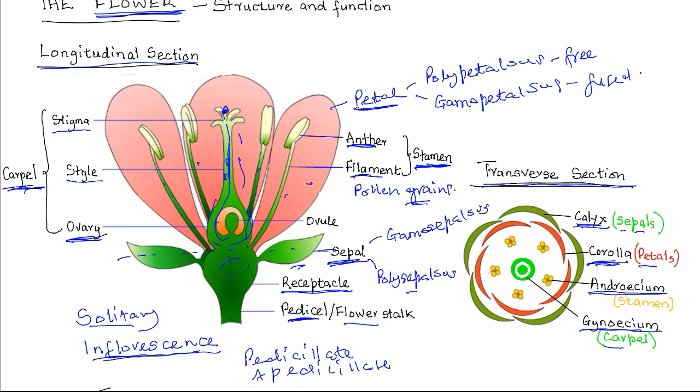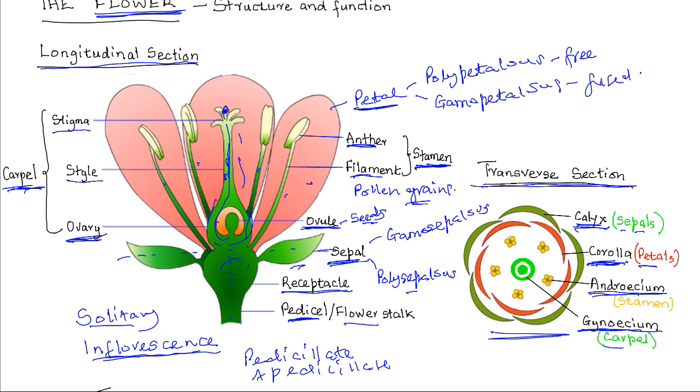The ovary, on the other hand, contains one or more ovules. The ovules later develop into seeds. The ovary also develops into the fruit. Later on, it is the walls of the ovary that develop into the fruit. So in transverse section, you can see the four rings: the outer calyx, the corolla, the androecium, and the gynoecium at the center.